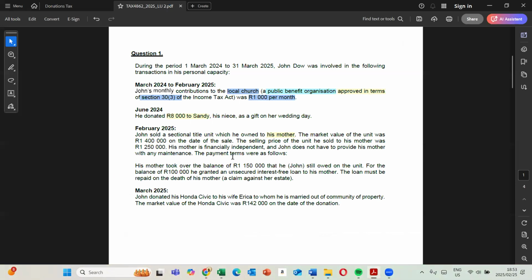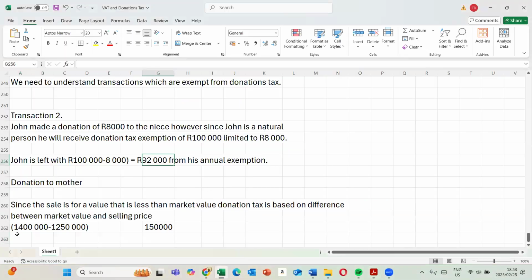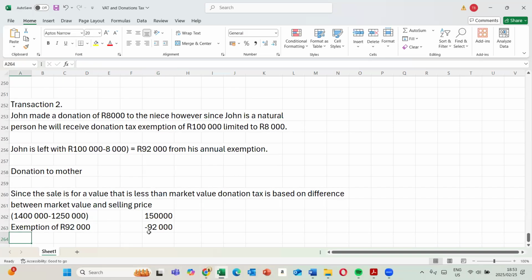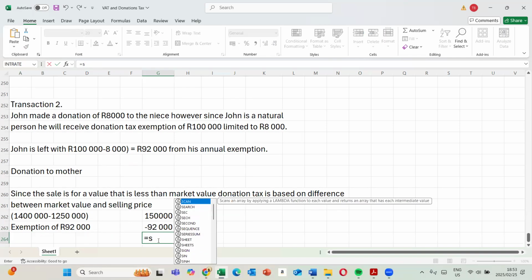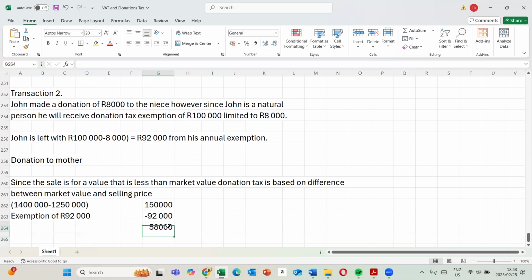With regards to this transaction, John is subject to donations tax on the 150,000. However, remember John still has that 92,000 exemption. From that 100,000, it deducts 92,000, which leaves the remaining balance. So John is going to have a taxable donation of 58,000.